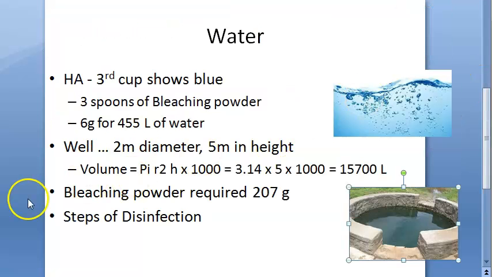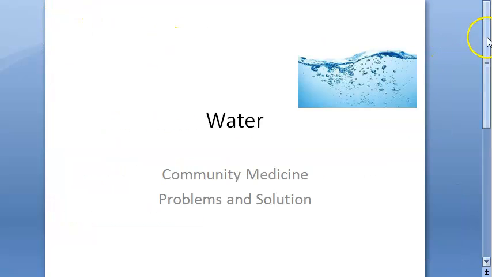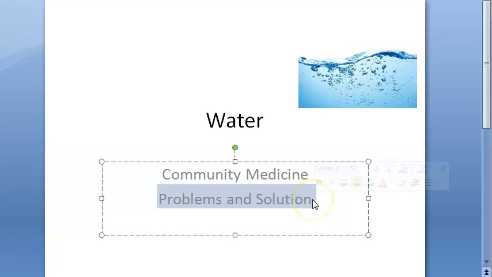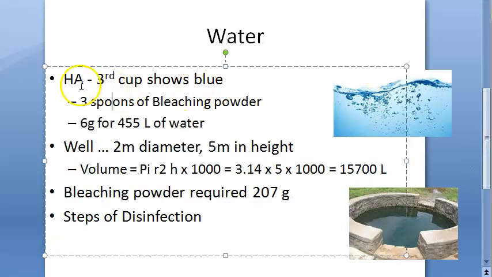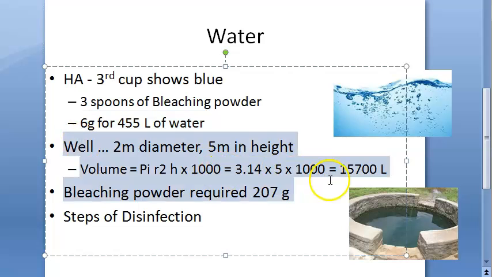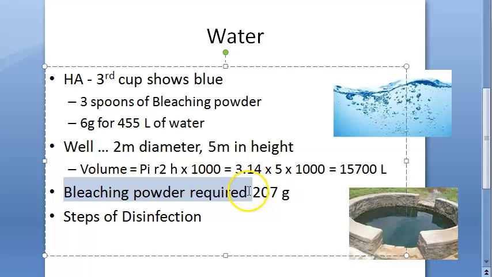So we are done with the first water problem here using Horrock's apparatus. This is community medicine, so they will give you a question like this and you will have to solve it. One we have done; similarly, so many can be done. Just to summarize, you see from the Horrock's apparatus which cup shows blue color. Calculate the amount of bleaching powder required for 455 liter of water. They give the volume of the water body, you calculate the bleaching powder required, and then you write the steps of disinfection.